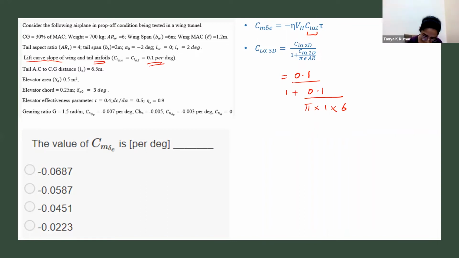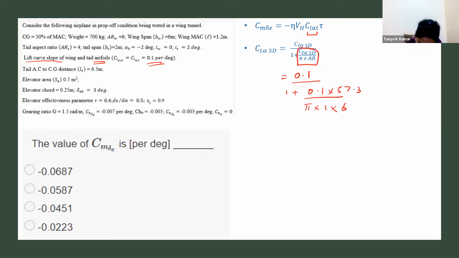Okay, so what we need to remember here is that this second term of the denominator is a dimensionless quantity, and it's valid only if your CL alpha 2D is in per radian, because all the other things have to be dimensionless. The entire term has to be dimensionless. It's dimensionless only if your CL alpha 2D is represented in per radians. But the value given to us is in per degree. So we need to multiply by 57.3 here.